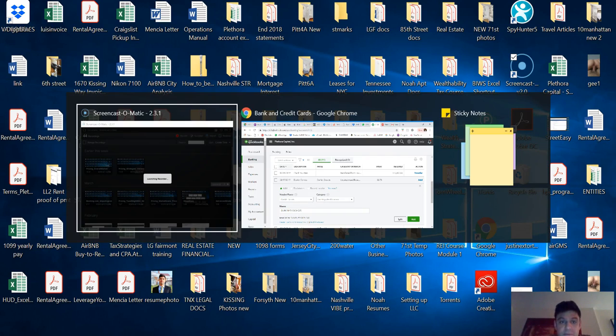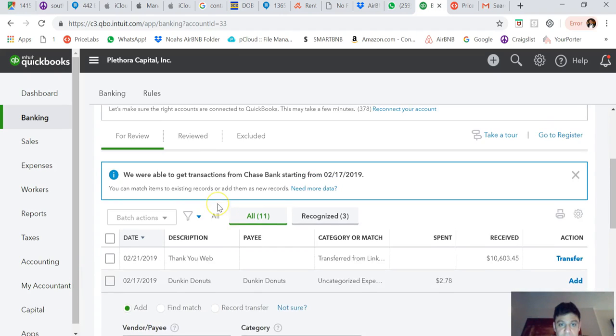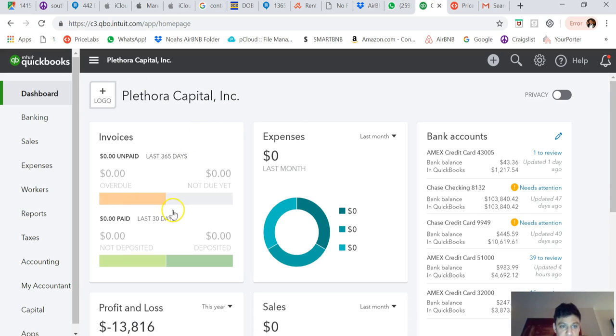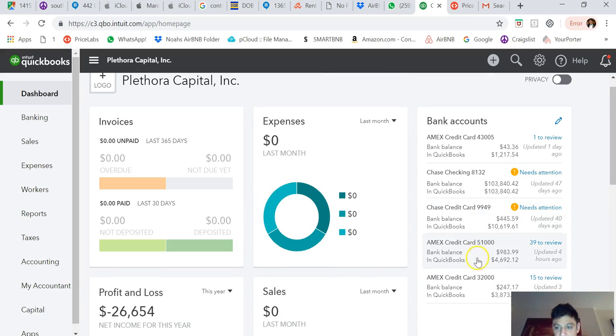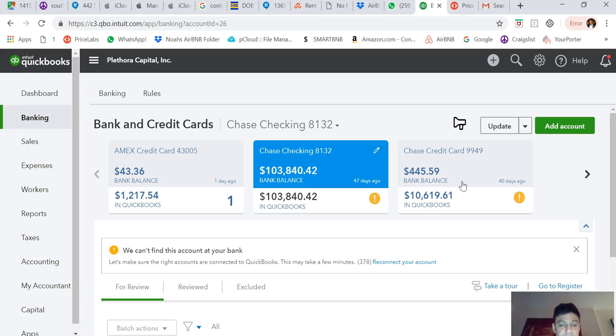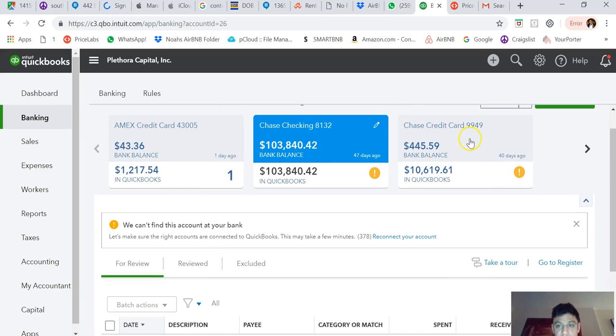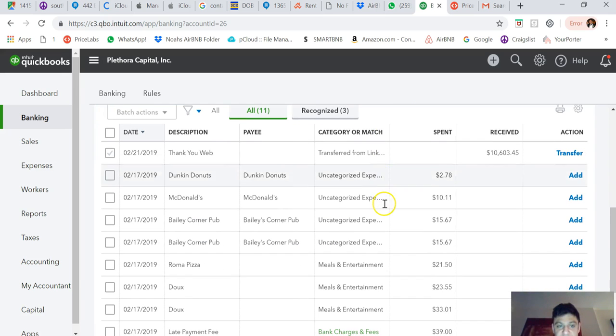This is a QuickBooks video, so you can see that this is the QuickBooks entity. Here's the kind of QuickBooks dashboard. These are all the accounts that are connected to the QuickBooks. I have another credit card I have to attach, but basically the point here is that you need to review these different transactions and then categorize them in the right way so that they show up in my expenses.